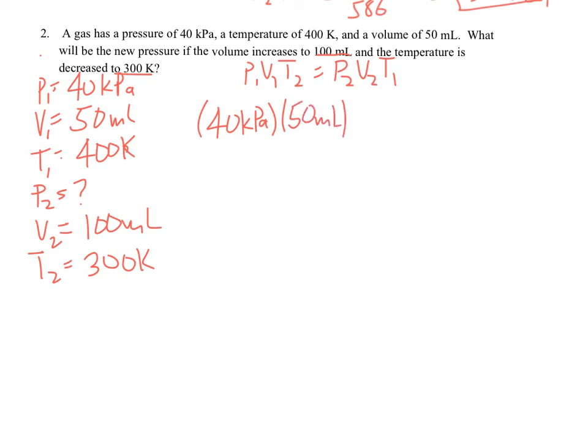Fill that one in. Now here's where it gets tricky. I am now putting my final temperature in, not my initial temperature. So I'm going to jump down here to 300 K, because my relationship is now P1 V1 times T2. And then that's going to be equal to my final pressure, which is what I'm solving for. And I'm going to multiply that by my final volume, which is 100 milliliters. And that's going to be multiplied by my initial temperature, which is 400 K.